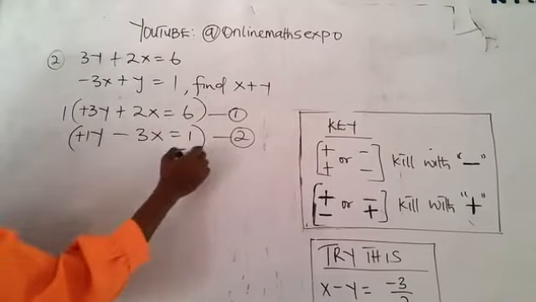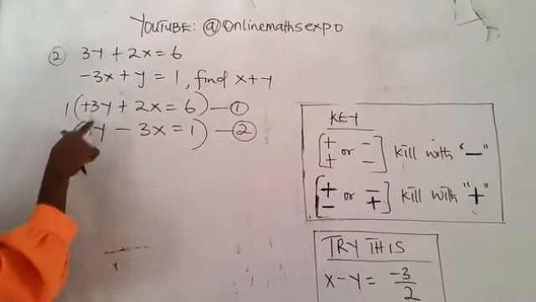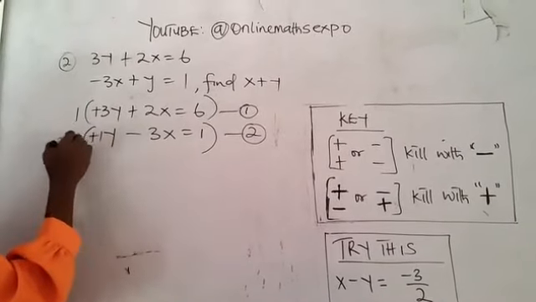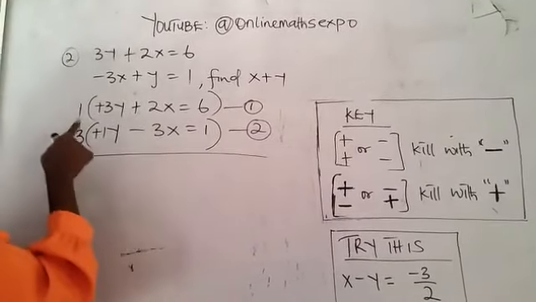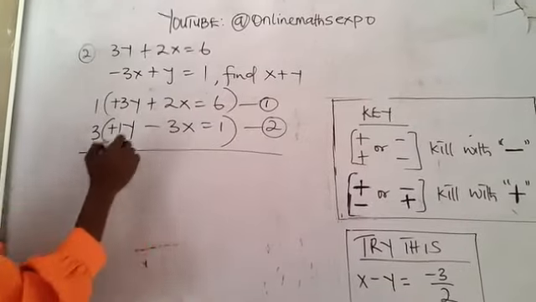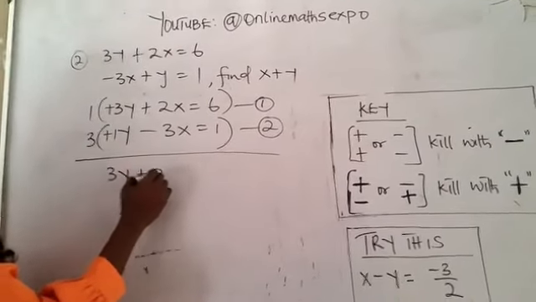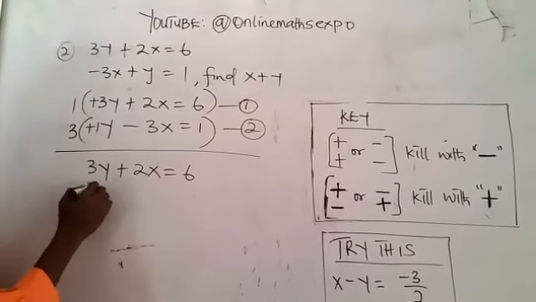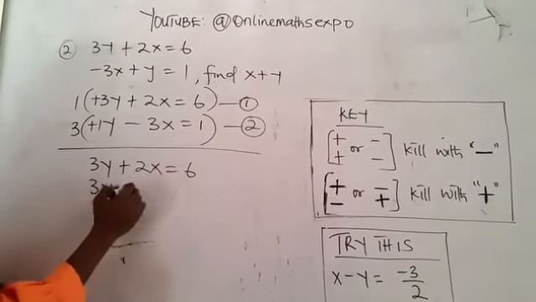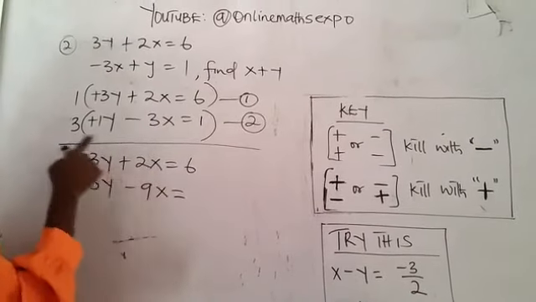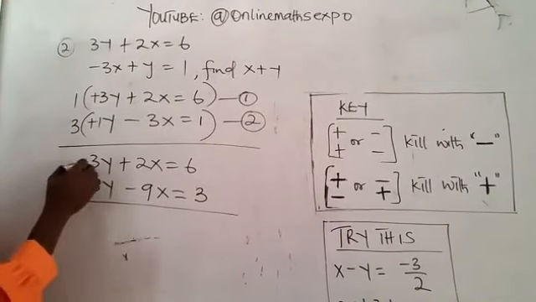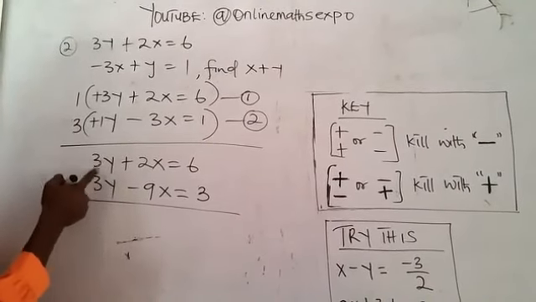For equation 2, we multiply the whole of equation 2 with the coefficient of y here, which is 3. So in that case, we are going to have, for equation 1, 3y plus 2x is equal to 6. Then 3 times y will give us 3y. 3 times minus 3x will give us minus 9x. And 3 times 1 will give us 3. Now, if you look at these coefficients, they are now the same.